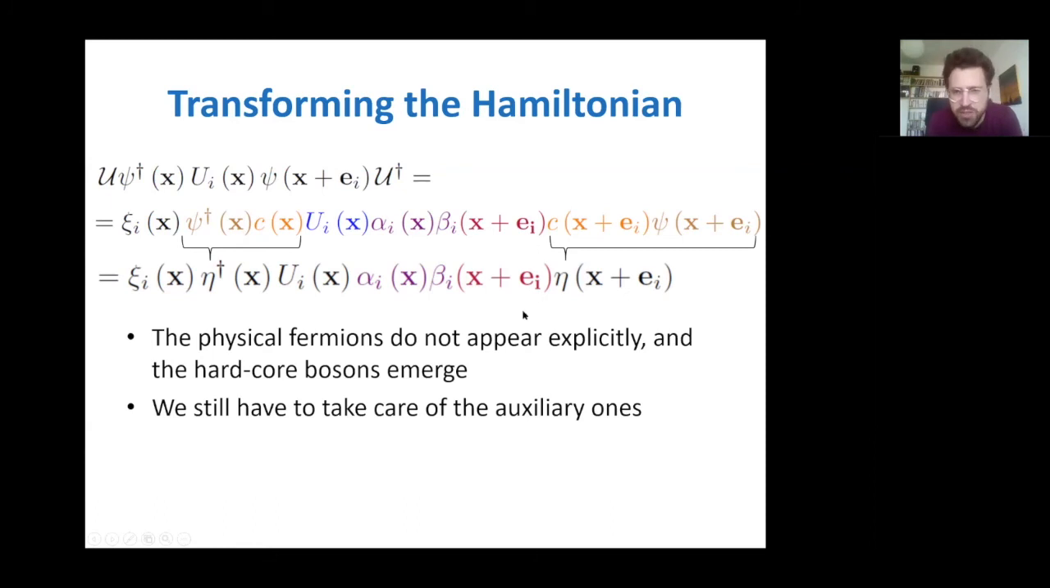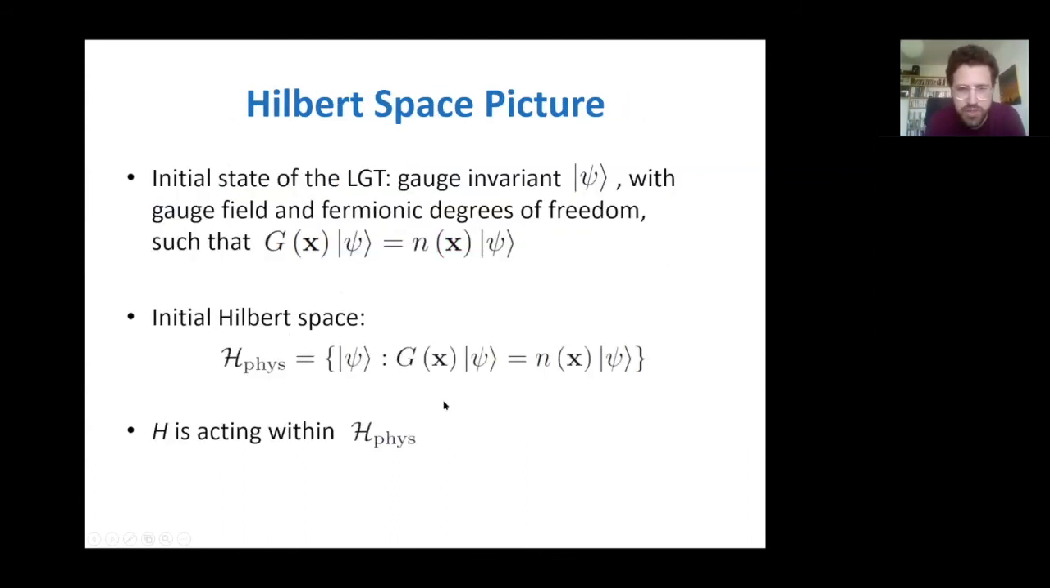But we still have to somehow get rid of these new fermions that we have here, alpha and beta. And this is a very interesting trick. And for that, we have to specify actually what is the Hilbert space that we act on. Because we have our physical state very well defined. We start with some state psi, which is gauge invariant, therefore satisfies the Gauss law, G equals N. And initially we begin with this physical Hilbert space that contains all the states that satisfy them. Our original Hamiltonian acts within this subspace, within H phys, because it is gauge invariant.